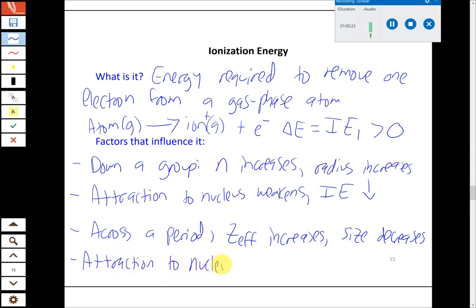So the attraction to the nucleus increases as we go left to right, which means the ionization energy also typically increases left to right. Now, as we'll see, there are going to be some exceptions to the left to right trend that we're going to get to in a second. But that's the basic way of thinking about what normally happens. As you go top to bottom, the ionization energy decreases. As you go left to right, it increases.